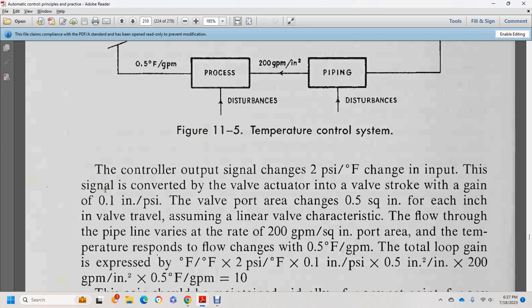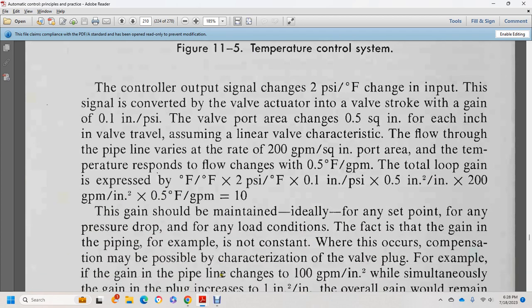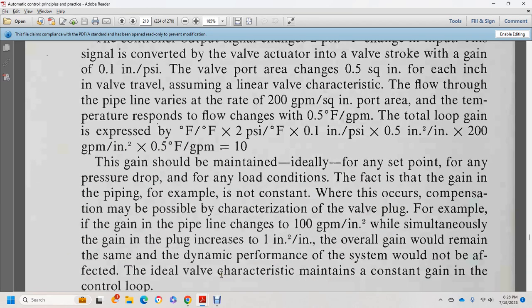The overall loop gain is expressed as Fahrenheit over Fahrenheit times 2 psi over Fahrenheit times a tenth of an inch divided by psi times 0.5 inches squared per inch times 200 GPM gallons per minute divided by inches squared times a half degree Fahrenheit per gallon per minute, equal to 10. Ideally the gain should be maintained at any set point, for any pressure drop, at any load condition.